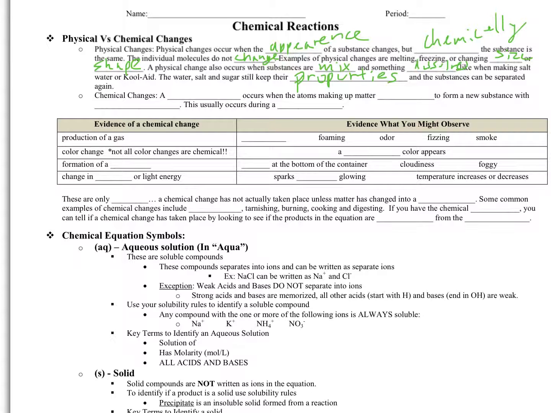Now, a chemical change, I'm going to use the triangle for change, occurs when the atoms making up matter rearrange to form a new substance with new properties. This usually occurs during a chemical reaction. RXN is a way to shorten reaction.